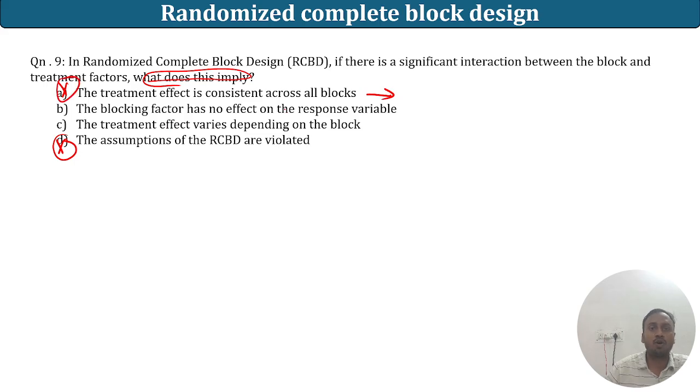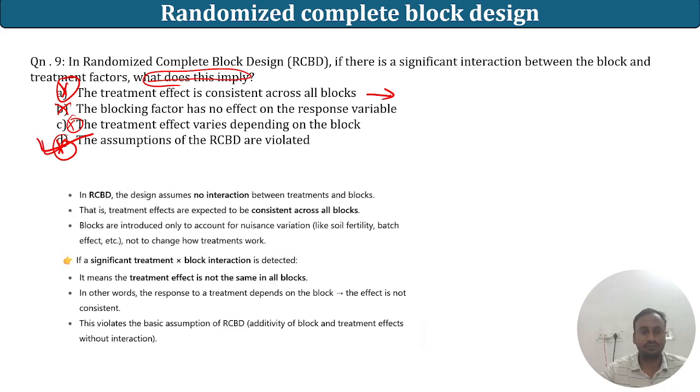The blocking factor had no effect on the response variable. How can you say that? There might be no difference once we do the testing, so this can't be the answer. The treatment effect varies depending on the blocks. Yes, it can vary. Whenever an interaction effect is there, it violates the RCBD assumptions. So D is the correct option.